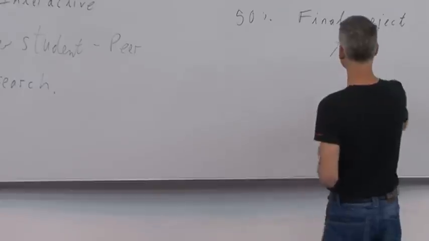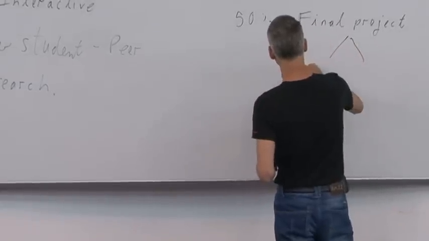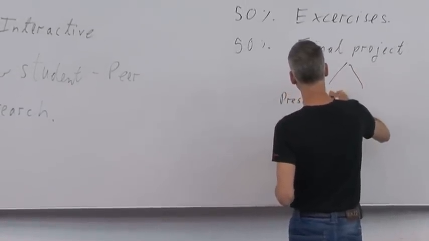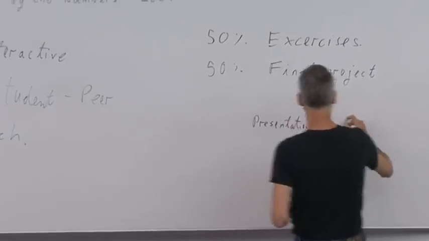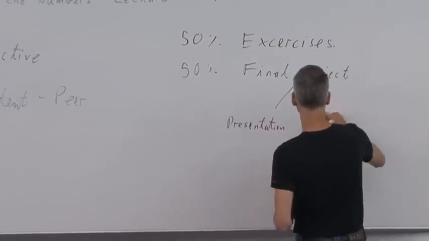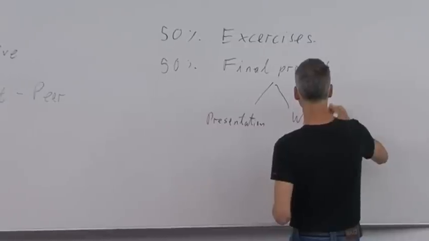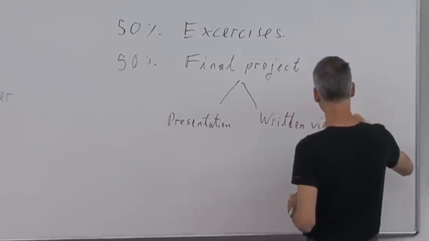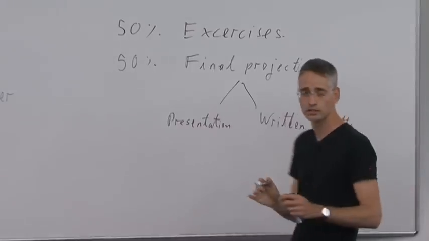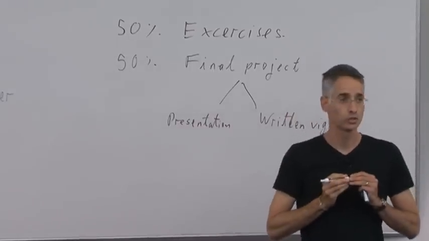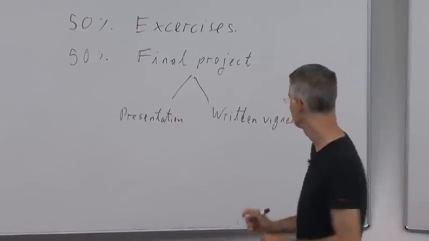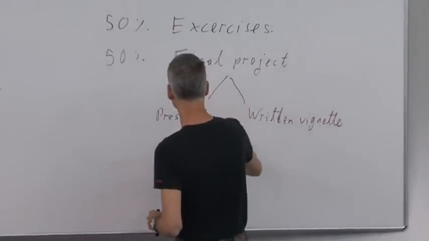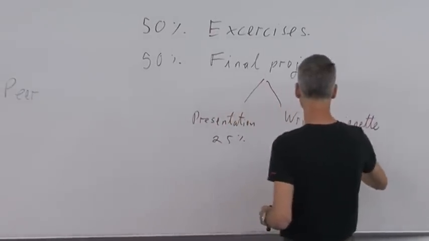So this would be presentation. And written, we call it vignette. Vignette is like a short and sweet written piece. So this would be 25%, and this would be 25%.